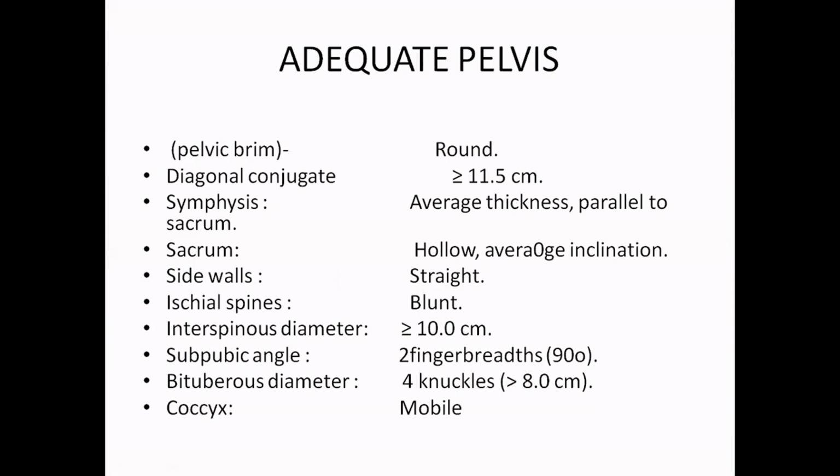At last, we can conclude that for an adequate pelvis, diagonal conjugate should be greater than 11.5 centimeter. Symphysis should be of average thickness, parallel to the sacrum. Sacrum should be hollow with average inclination. Sidewall should be straight. Ischial spines should be blunt. Interspinous diameter should be greater than or equal to 10 centimeter. Subpubic angle two finger breadth of 90 degree. Bituberous diameter 4 knuckles or greater than 8 centimeter. Coccyx should be mobile and pelvic brim should be round.